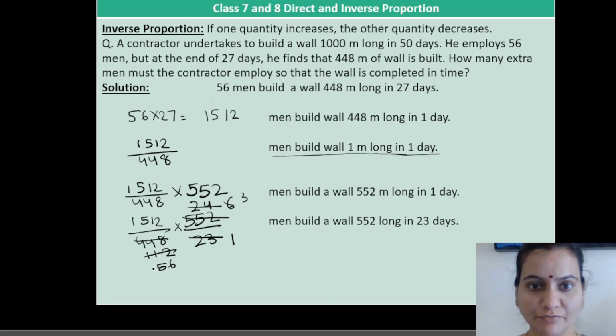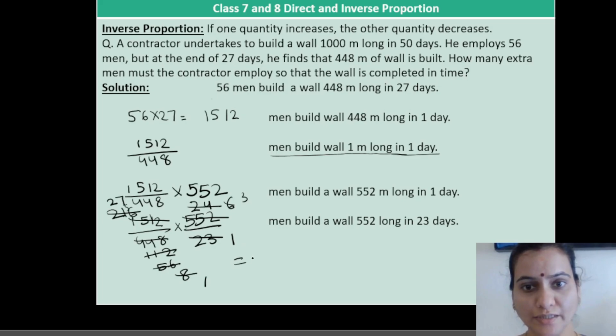Now let's divide again further. 7 eights are 56, 7 twos are 14, 15 minus 4 is 11. 7 ones are 7, 7 sixes are 42. So this is 216, right? Is it divisible by 8? 8 twos are 16, yes it is. 8 ones are 8, 8 twos are 16, 21 minus 16 is 5, it becomes 56, which is 8 sevens are 56. So 27 into 3 is left. 27 into 3, 81 men will be required to complete the entire work.